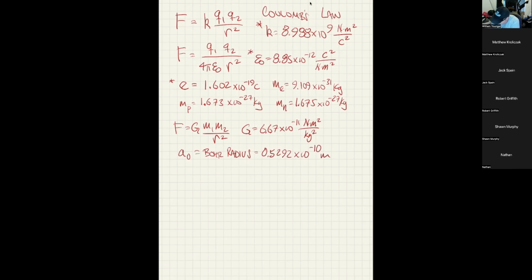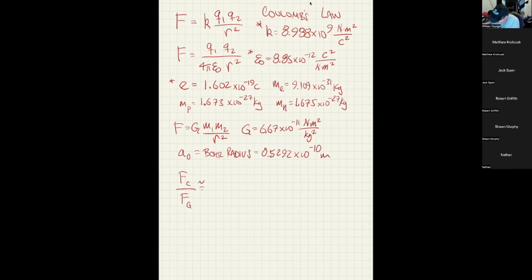So we can actually compare the force due to Coulomb to the force due to gravity by dividing the force due to Coulomb by the force due to gravity. And of course, that would be, notice it's going to be K Q1 Q2 over R squared divided by G M1 M2 over R squared. So the R squared is really going to cancel out. Let's do an order of magnitude approximation.